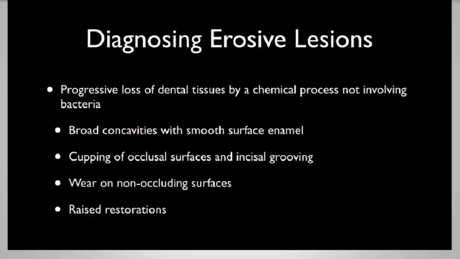When we think about erosive lesions, we have to look for what are the signs that are out there to tell us that there may be erosive lesions in a patient. Some things you want to look for are broad concavities with smooth surface enamel. We might see cupping of occlusal surfaces and incisal grooving. Also wear on non-occluding surfaces. So when teeth are not in contact with each other, yet we get wear, generally speaking, that's some kind of an erosive aspect, intrinsic or extrinsic.